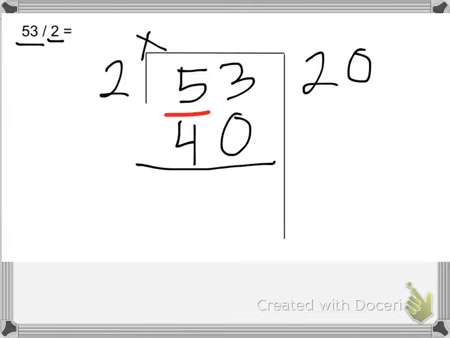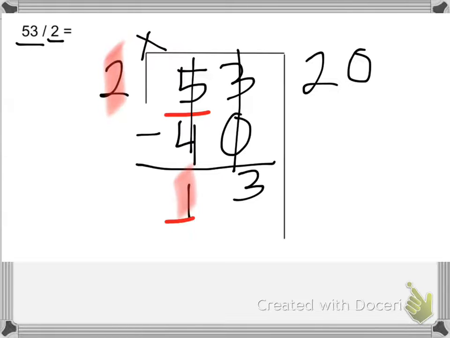Next step is going to be to subtract. 3 minus 0 equals 3. 5 minus 4 equals 1 to get 13. Again, I'm going to start the process over. Underline the first digit, which is my 1. And then I'm going to ask myself, can 2 go into 1? No, it can't, because 2 is bigger than 1.